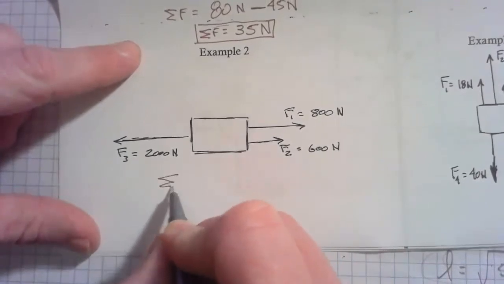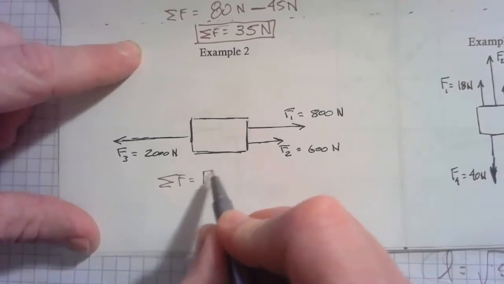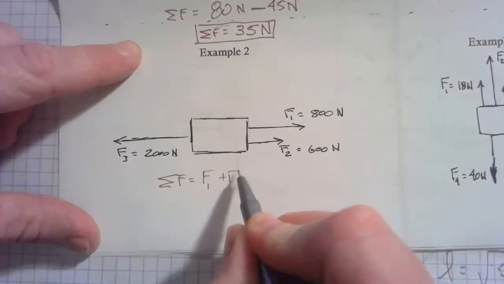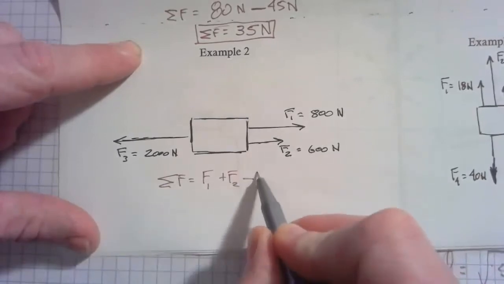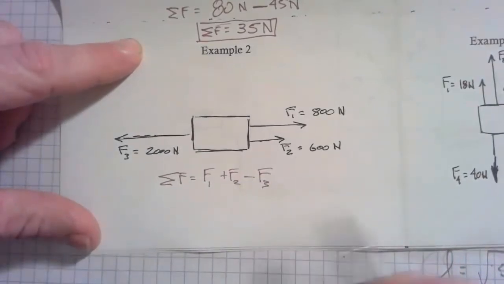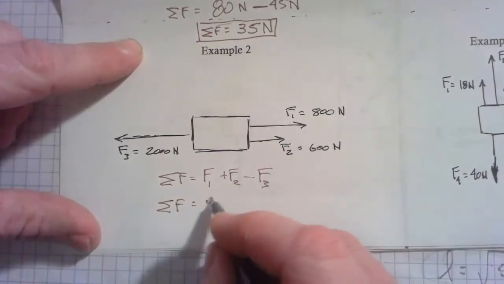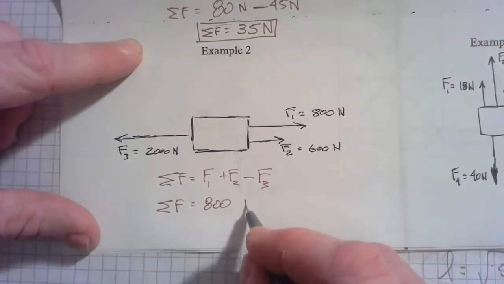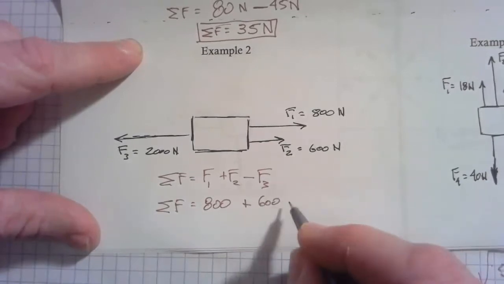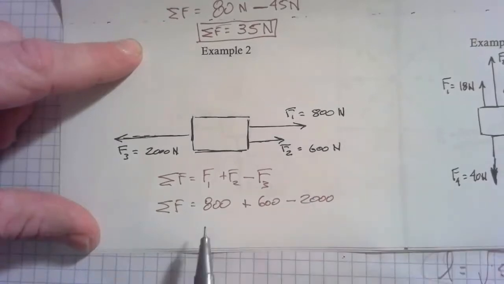So, for example, here I would write net force equals, these are my positives, so I'd go F1 plus F2, these are little subscripts underneath here, and then minus F3. And then I plug in. F1 is 800 newtons. If you'd like to drop the units in this step, you can. Plus 600 newtons minus 2,000. Grab your calculator if you want.